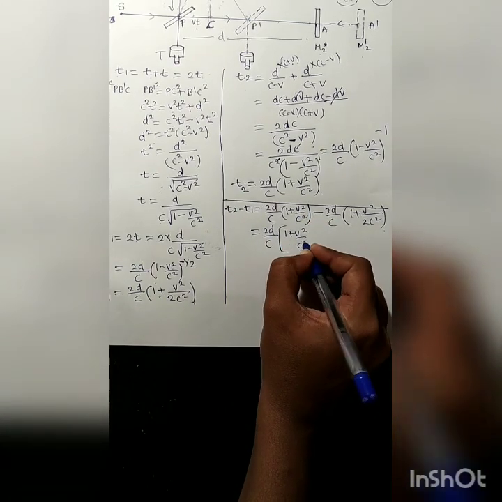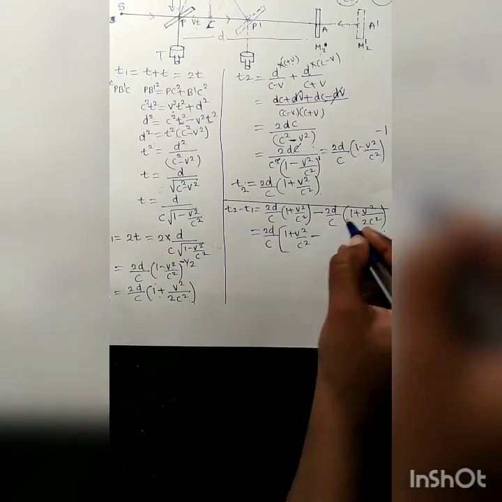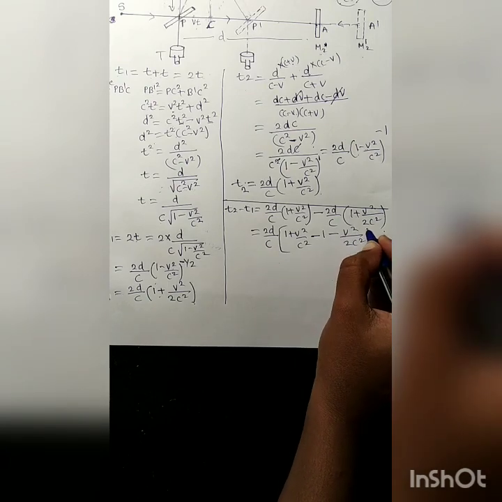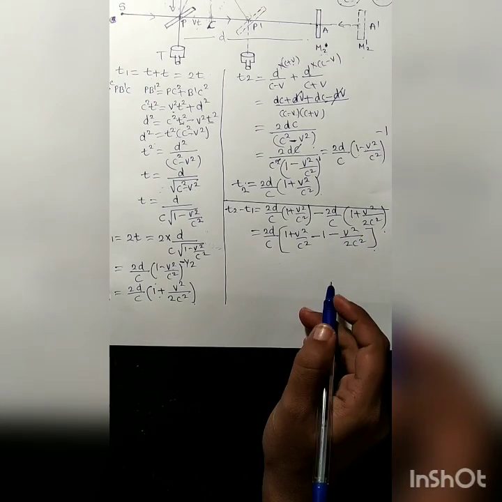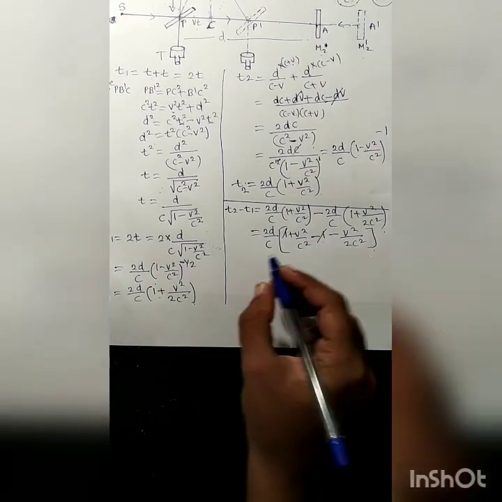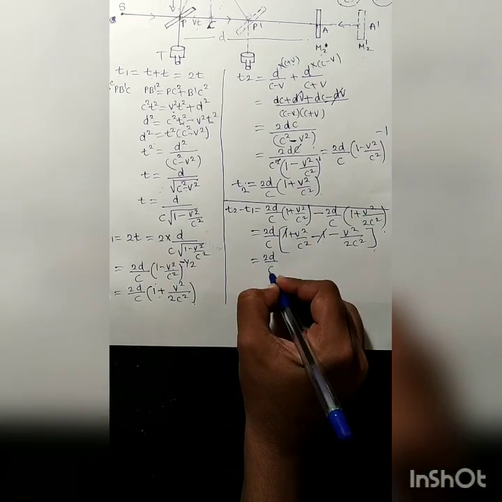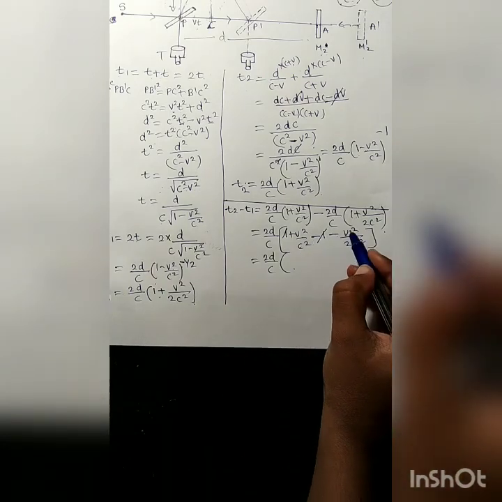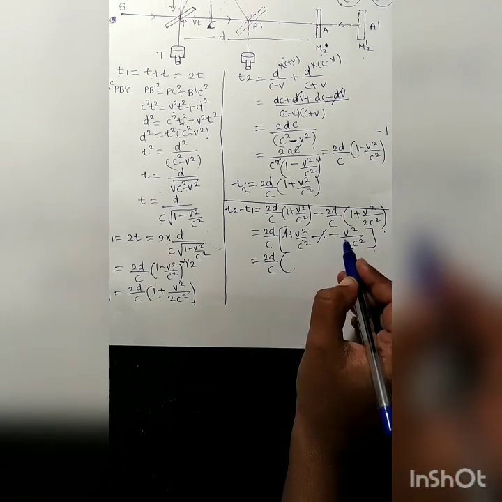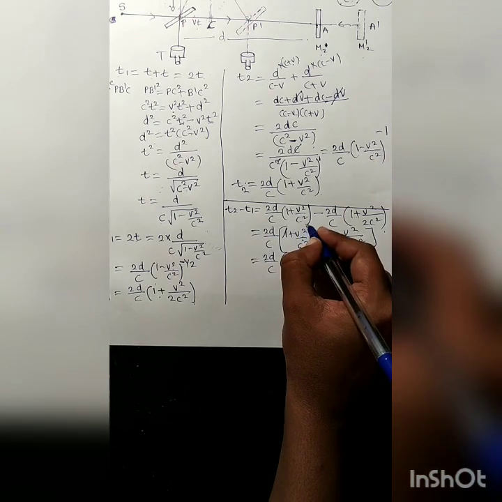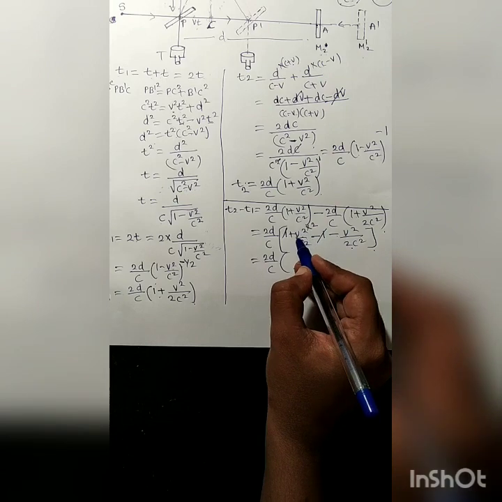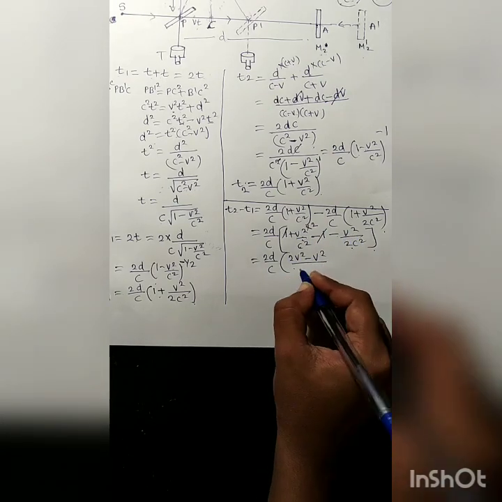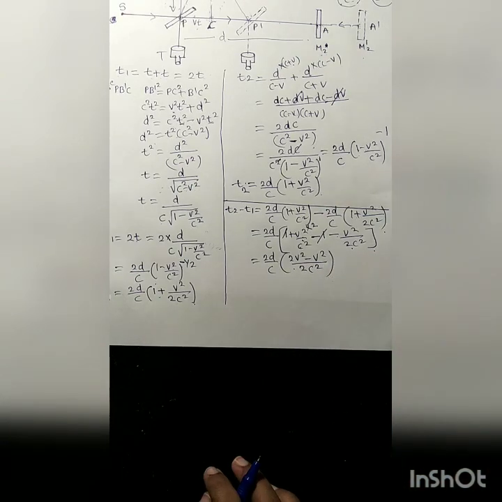1 plus v square by c square will be remaining, minus 1 and minus v square by 2c square will be remaining, isn't it? And plus 1 minus 1 get cancelled. That is equal to 2d by c into the bracket v square divided by c square minus v square by 2c square. So the LCM will be 2c square, which means here you will multiply with 2. So 2 v square minus v square divided by 2c square. Is it the LCM?